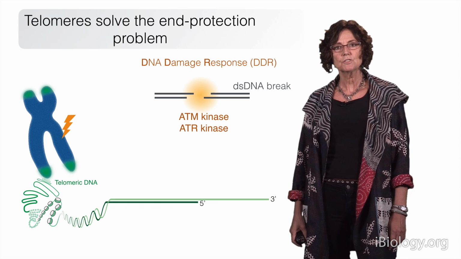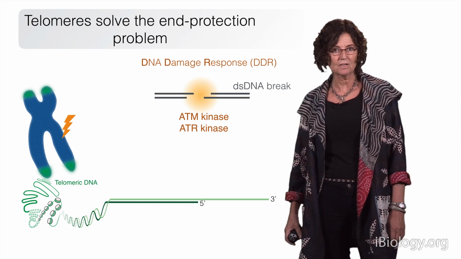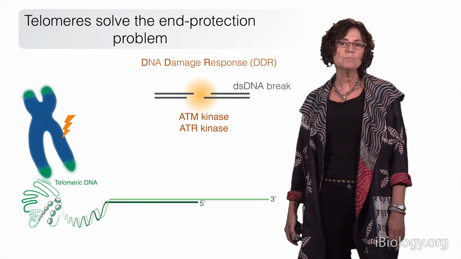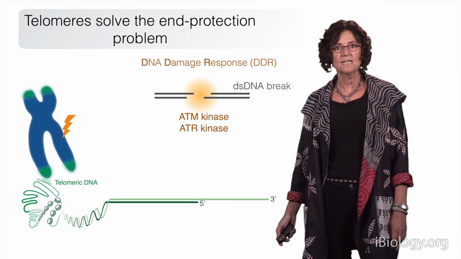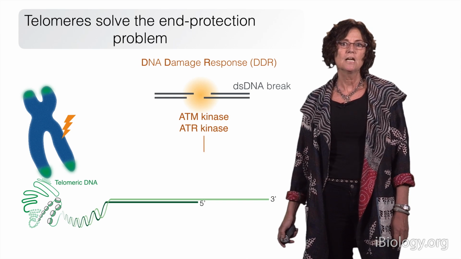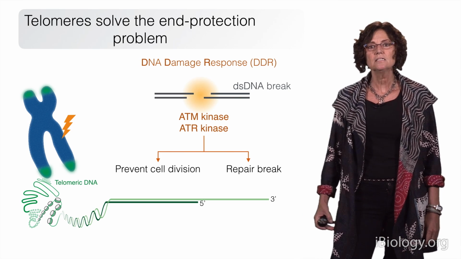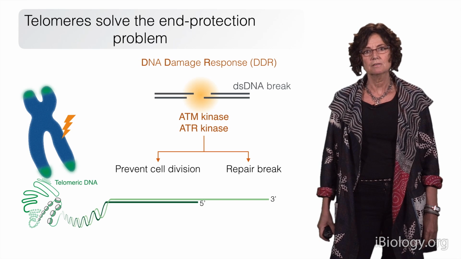The DNA damage response is guided by two kinases, the ATM and the ATR kinase, which each can be activated at this DNA end, and then through a series of phosphorylation events, guide the cell to stop the cell division, and they orchestrate DNA repair.